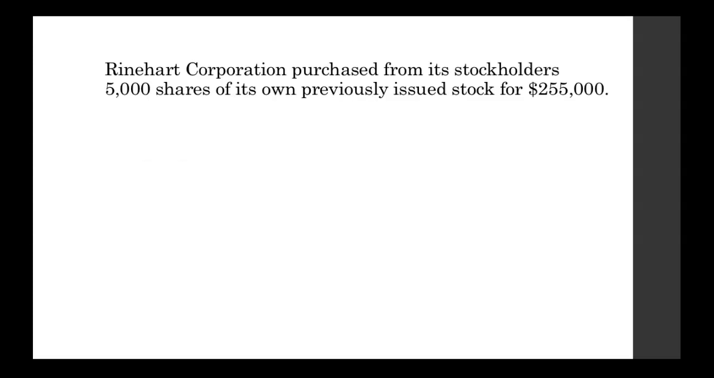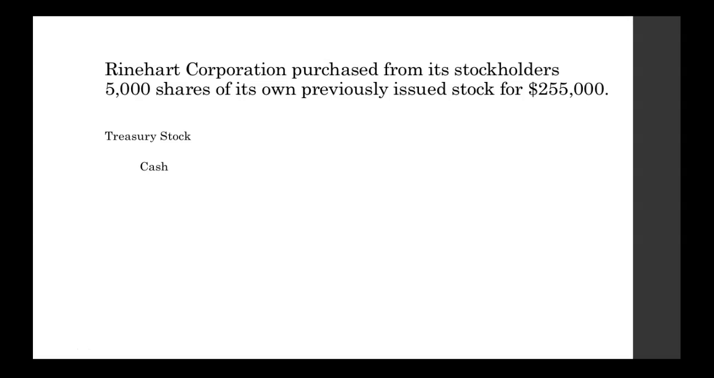So if we want to journalize the purchase of this treasury stock from our shareholders, we have a couple accounts in this journal entry. So first we need to think about, what are we purchasing? We're purchasing this stock, right? And we're going to call it treasury stock. So we will debit treasury stock. And now how are we paying for this treasury stock? How are we acquiring it? Well, we're going to use cash. Since it says that we just purchased from our stockholders these shares for $255,000. So that tells us we're just using cash in this transaction.